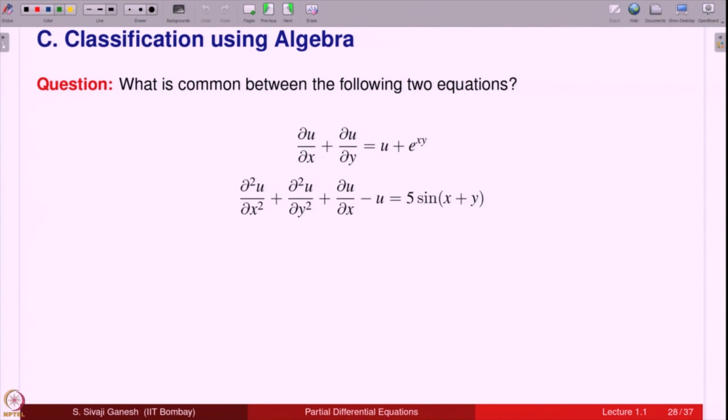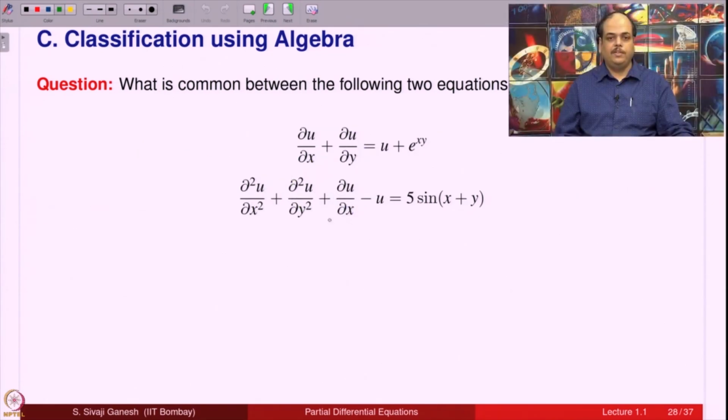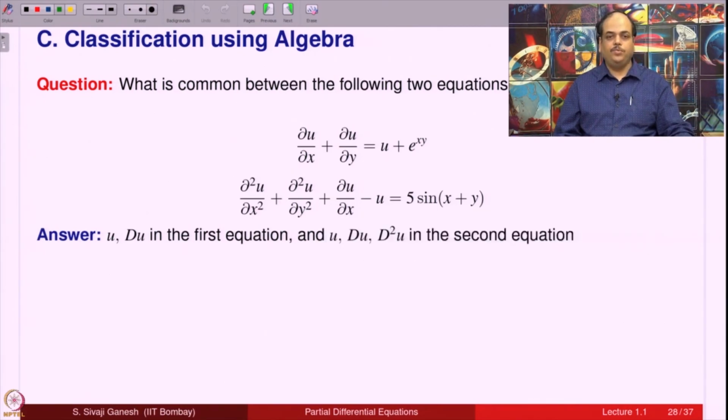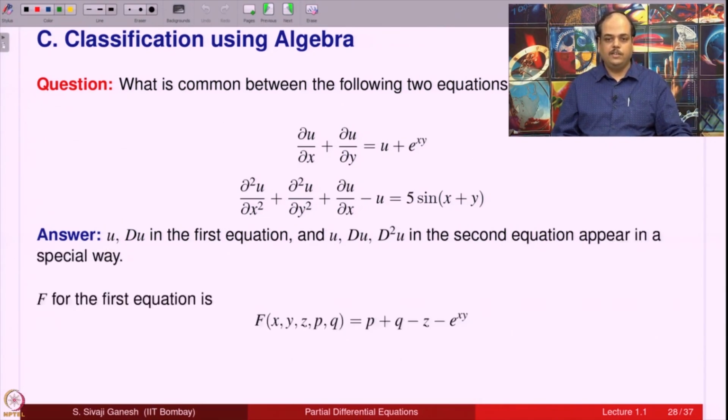Now, let us look at these two equations. One is the first order PDE and this is the second order PDE. What is common between them is that u and du in the first equation, u, du and d tu in the second equation, they appear linearly. It is a linear combination of those derivatives and the function.